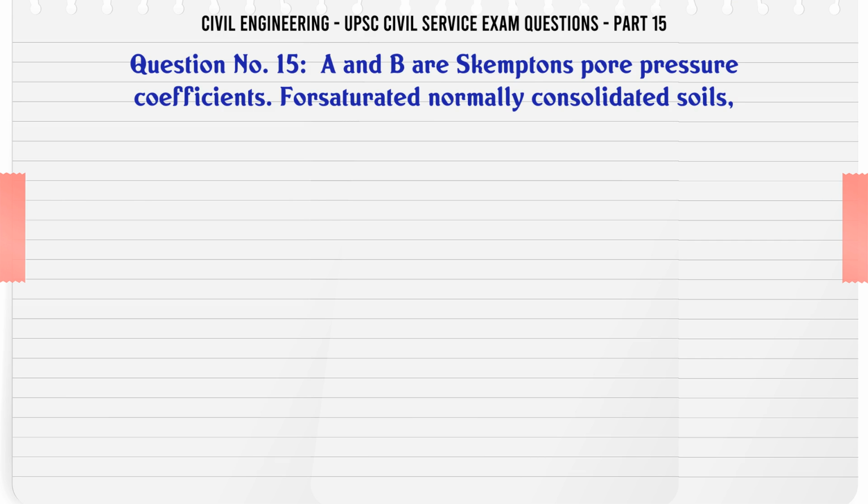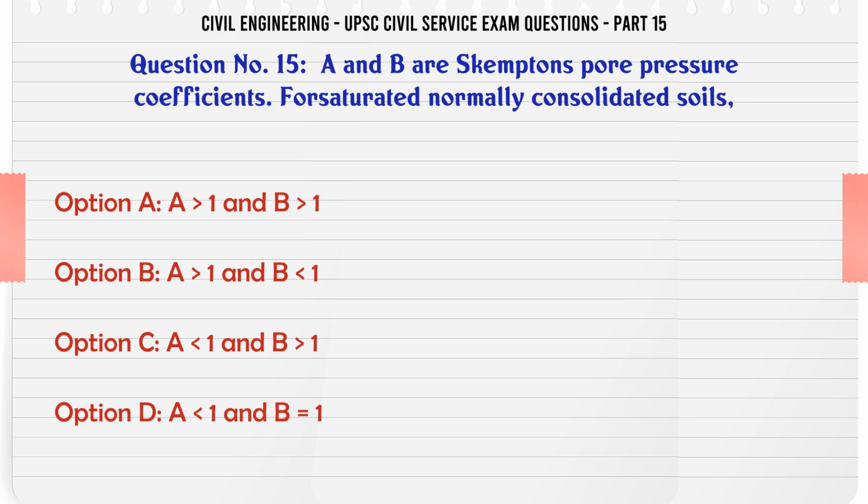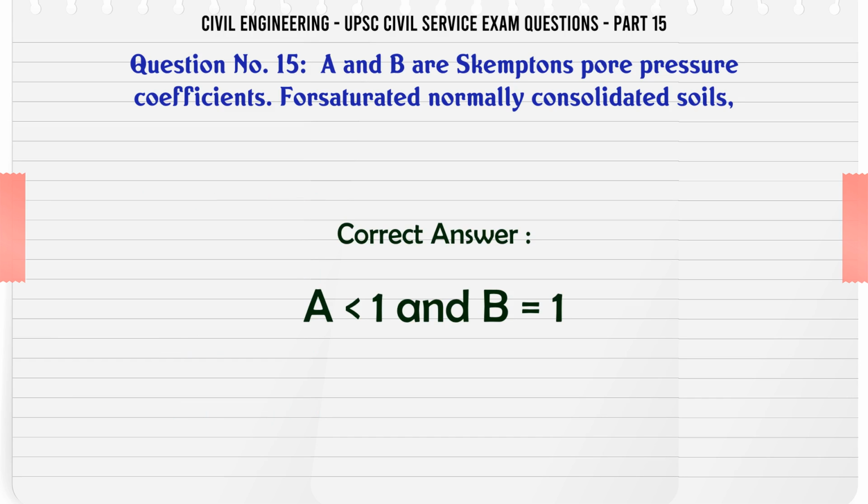A and B are Skempton's pore pressure coefficients. For saturated normally consolidated soils, A = 1 and B = 1. The correct answer is A = 1 and B = 1.